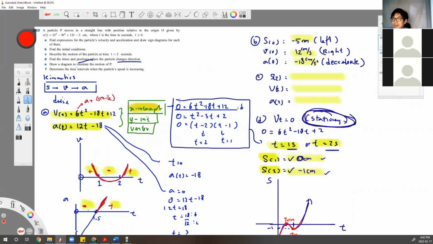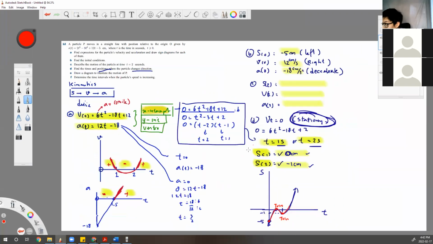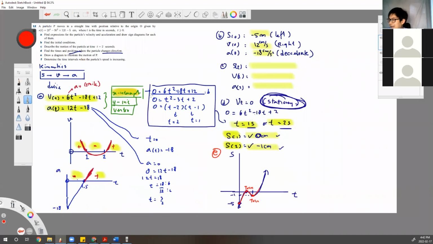Okay, determine the time interval. Draw. Okay, done. This is E. There you go. E, you can draw from D. Yeah. Now F. Determine the time intervals when the particle speed is increasing.